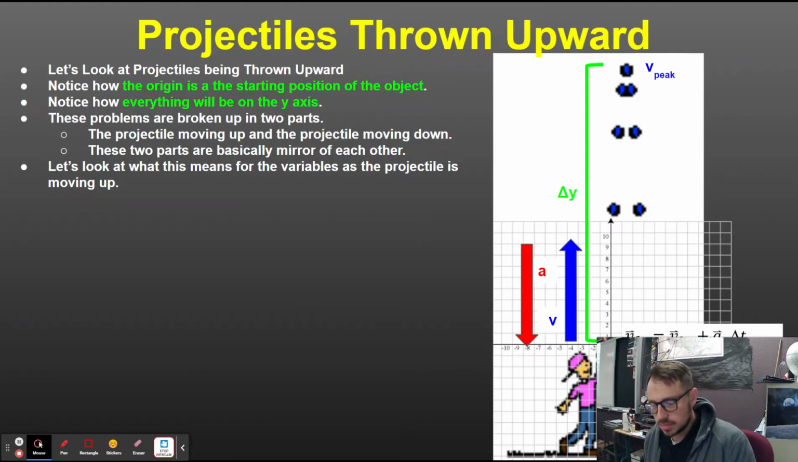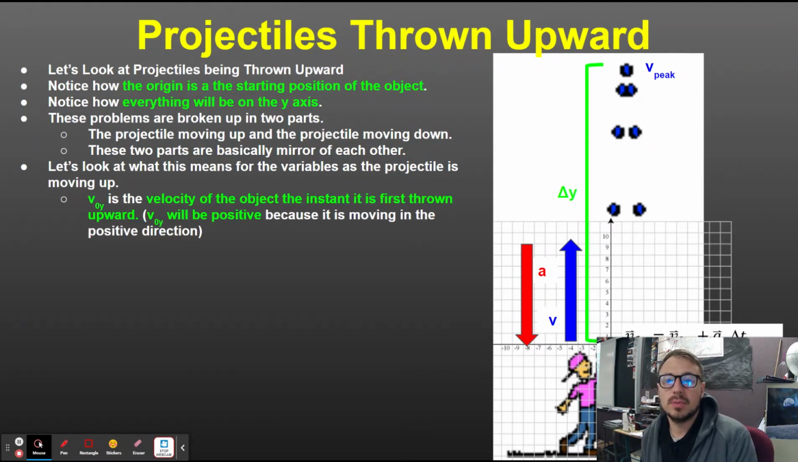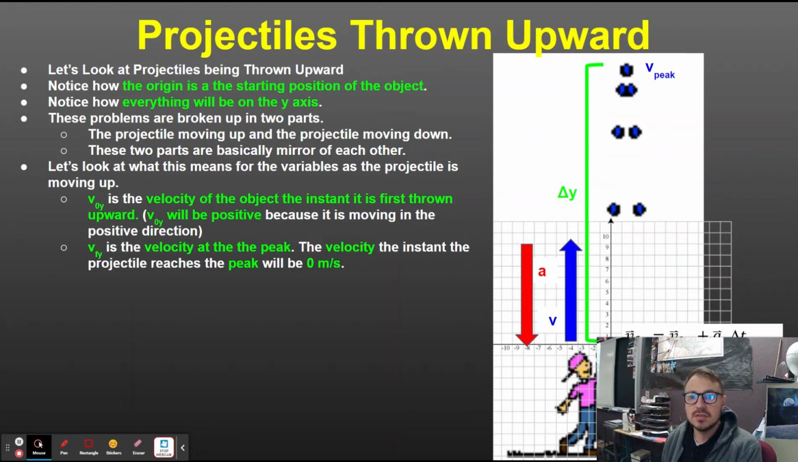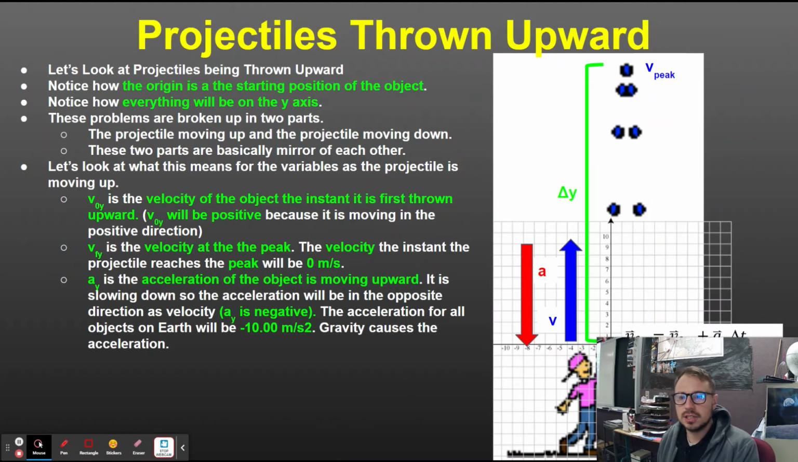Now let's take a look at what this means for the variables as the projectile is moving up. So we're just looking at the first part, from the moment he releases it to the moment it gets to the peak. So v0y, that's the velocity of the object the instant it is first thrown upward. v0y will be positive because it is moving in the positive direction. vfy is the velocity at the peak. The velocity the instant the projectile reaches the peak will be 0 meters per second. It's at rest for a split second once it gets to the peak.